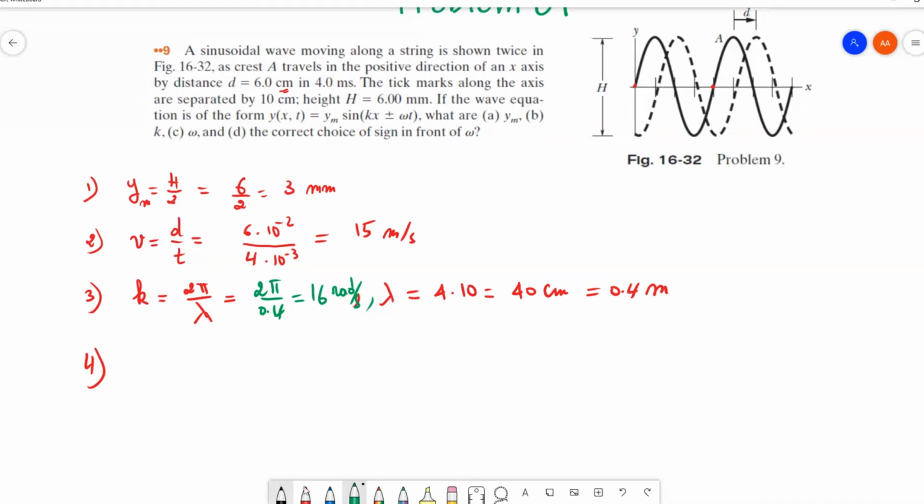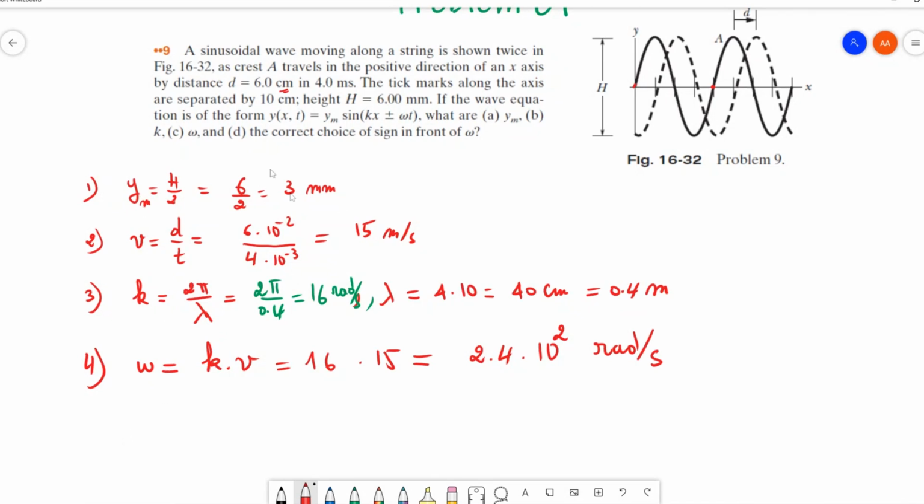We want the angular frequency now, omega. Omega, by definition, is K multiplied by V. So it is 16, V is 15. I am in the international unit, both of them. So here it will give me 2.4 times 10 exponent 2 rad per second. The unit of the omega is rad per second. So I have almost everything.